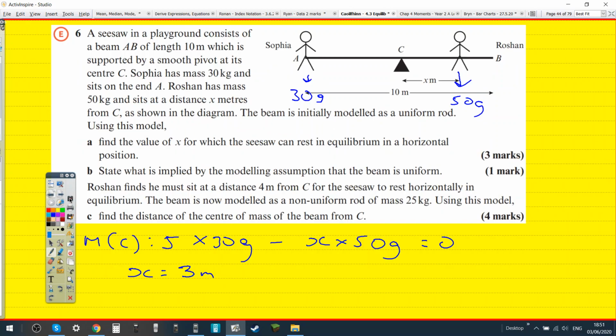3. Yep. Okay. B. That the center of mass is in the middle of the beam. Yes. That the entire weight and mass of the beam is all in the center. Okay. C.